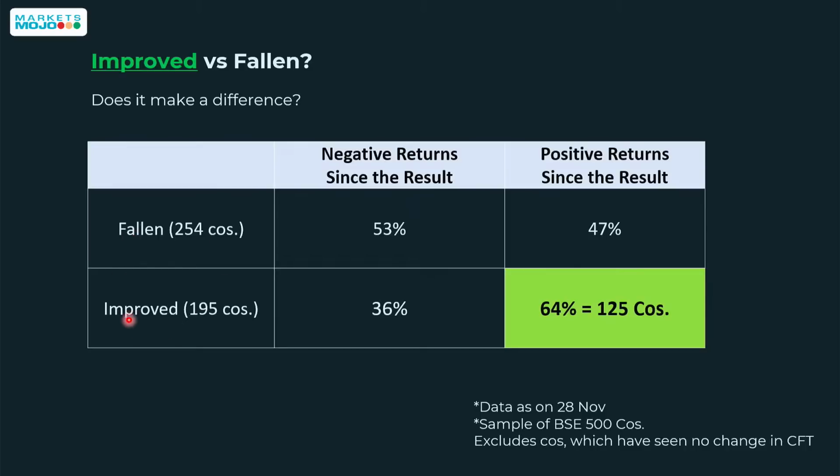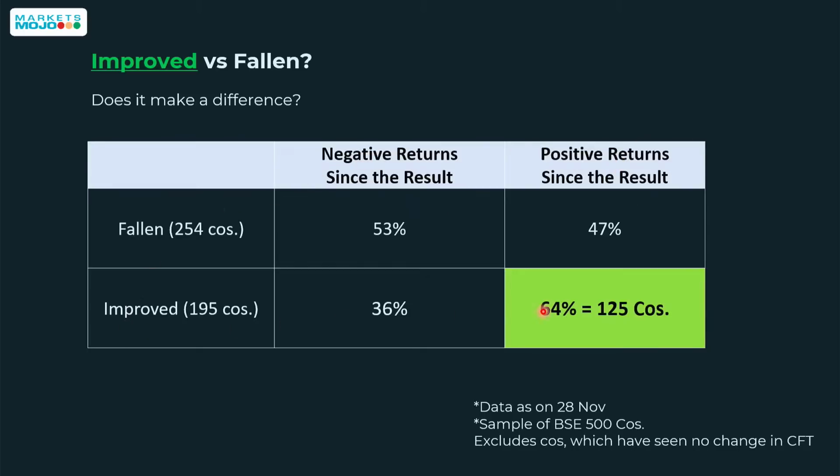So look at this particular quadrant over here. 195 companies from BSE 500 have improved their financial trend. 254 companies have fallen. And if you look at these two columns, it tells us the returns of the company since the result date. Result declare करने के बाद company कितना ऊपर move हुआ है. This is negative return companies, positive return companies.